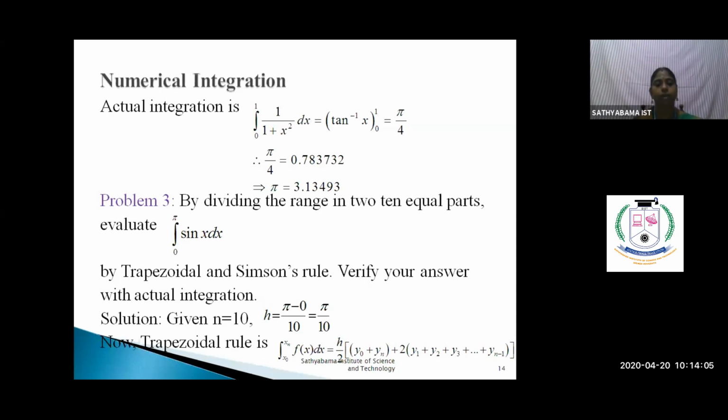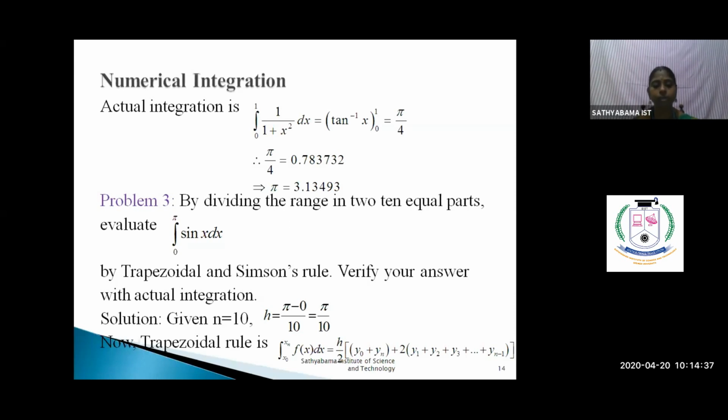So now n is given, n equal to 10. H is equal to pi minus 0. So pi is b minus a, a is the lower limit 0, by n. N is mentioned in the question. They are asking to divide the data into 10. So clearly it is mentioned n equal to 10. So definitely you have to take n equal to 10 only here, not n equal to 6. Is it clear? So h is equal to pi minus 0 by 10. That's equal to pi by 10.